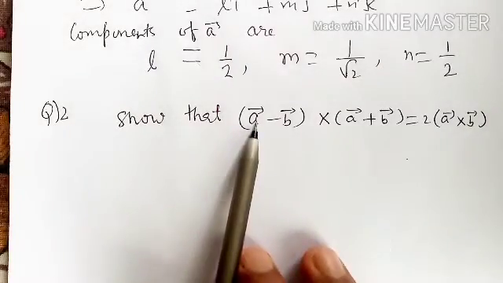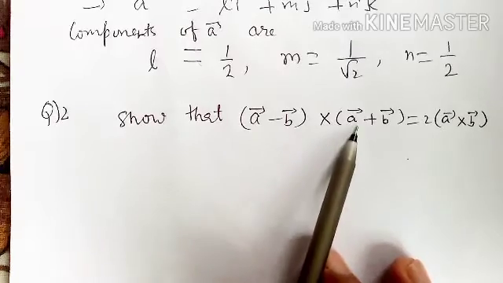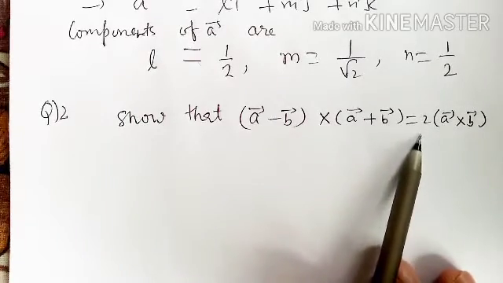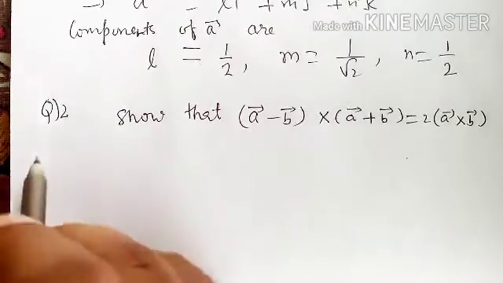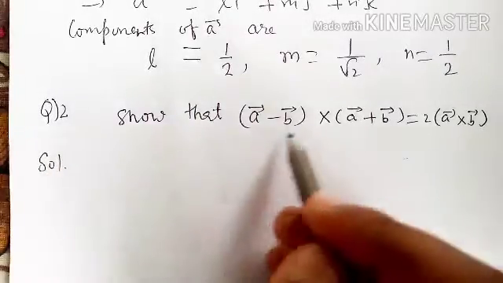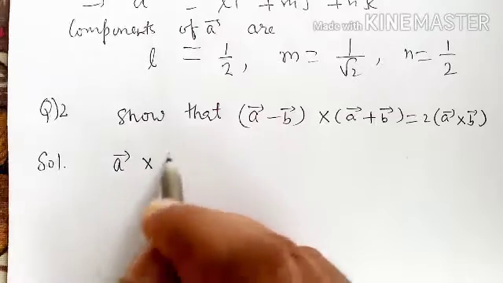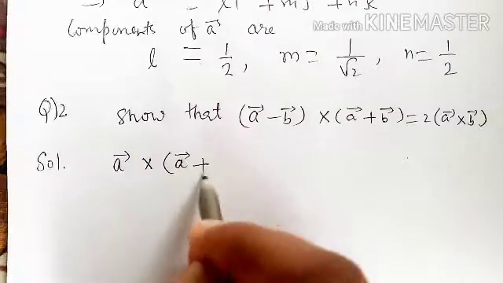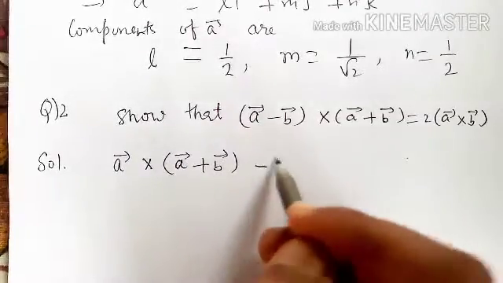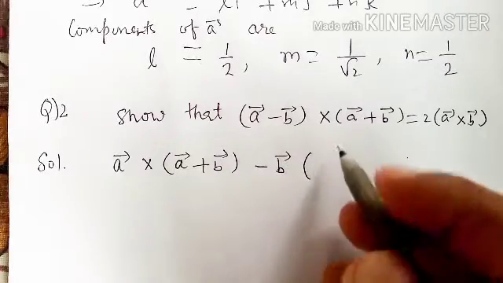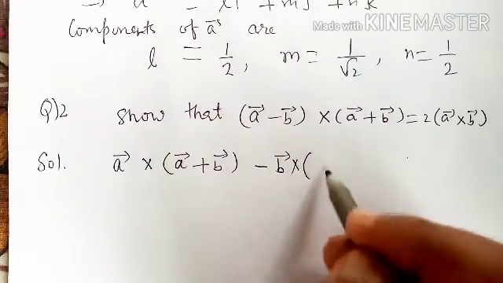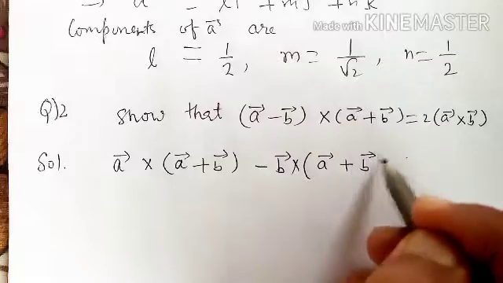Prove that vector A minus vector B cross vector A plus vector B is equal to 2 into vector A cross vector B. Solution. Here we apply the distributive property. So vector A cross vector A plus vector B minus vector B cross vector A plus vector B.